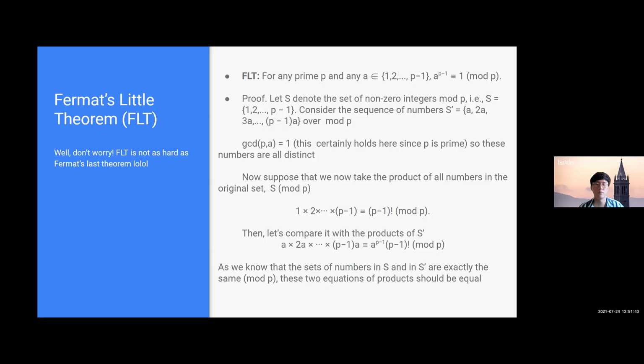Let's compare it with the product of S prime. So it's A times 2A times up to (P minus 1)A, which is congruent to A to the P minus 1 times P minus 1 factorial. So we already know that because both sets have the same cardinality, and those sets of numbers are exactly the same over mod P, then you can say these two products should always be equal.